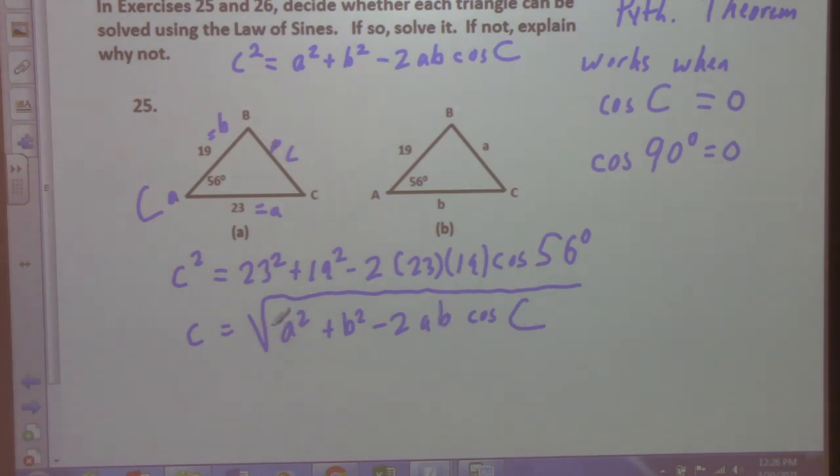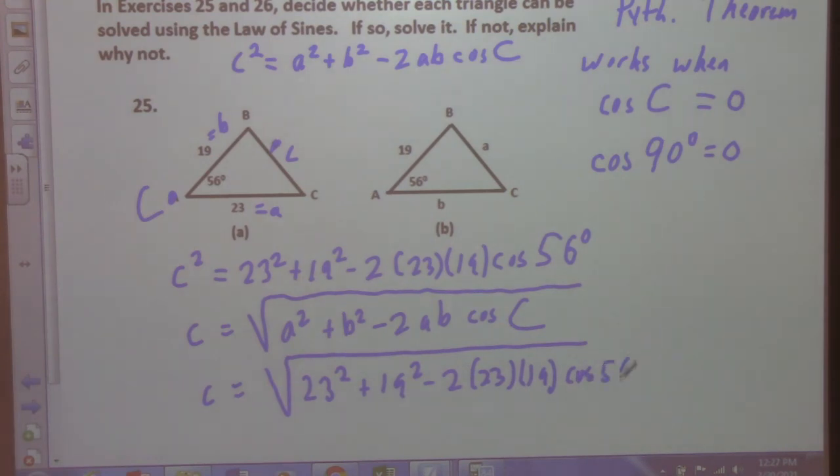Okay, what they do is they do this whole thing here, but forget to take the square root of it. And that's why I'm telling you to write it in, so you won't forget, right? So now we're gonna work this out. So we have C is equal to the square root of 23 squared plus 19 squared minus 2 times 23 times 19 times cosine 56 degrees. All there under the radical.